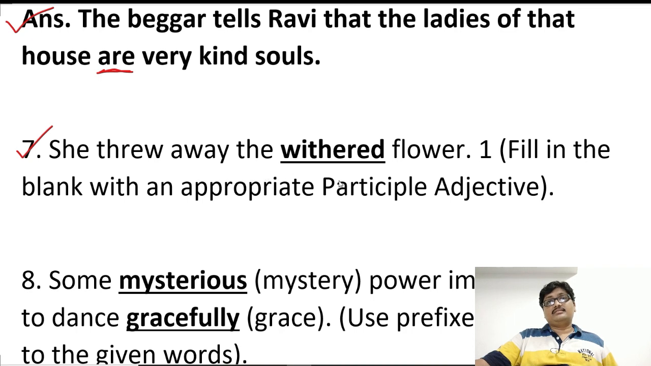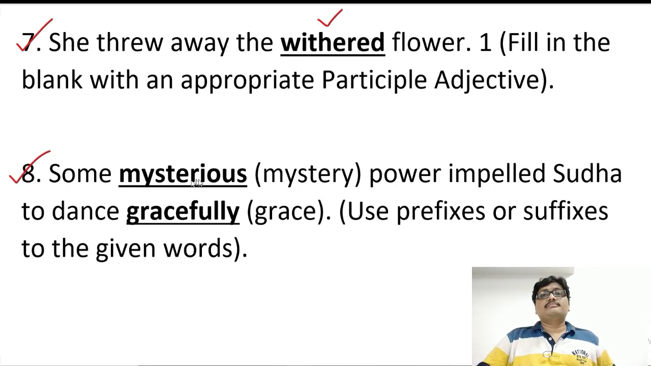She threw away the dash flower, and the direction is to fill in the blank with the appropriate participle adjective. So the answer will be withered. Withered means dry. Okay, withered flower. Come to question number 8. Some mysterious power impelled Shudha to dance grace. Use prefix or suffix to the given words. The first one is mysterious and the second one is graceful. In place of mystery we have to write mysterious, and in place of grace we have to write gracefully. Understood? So the answer will be mysterious and graceful.